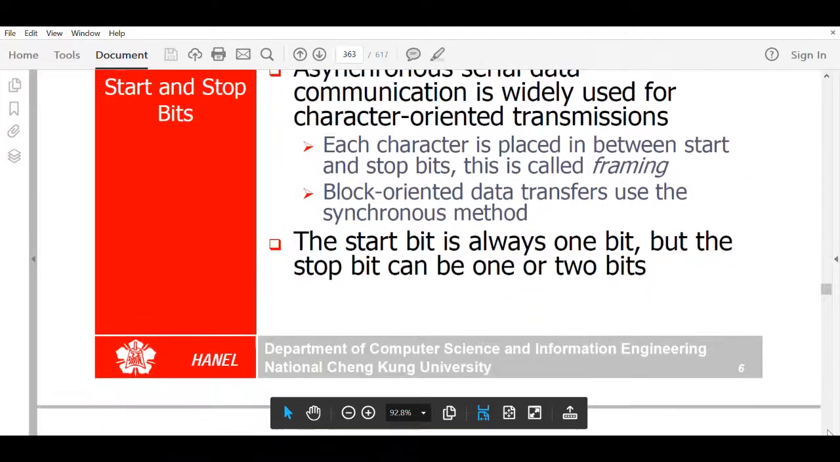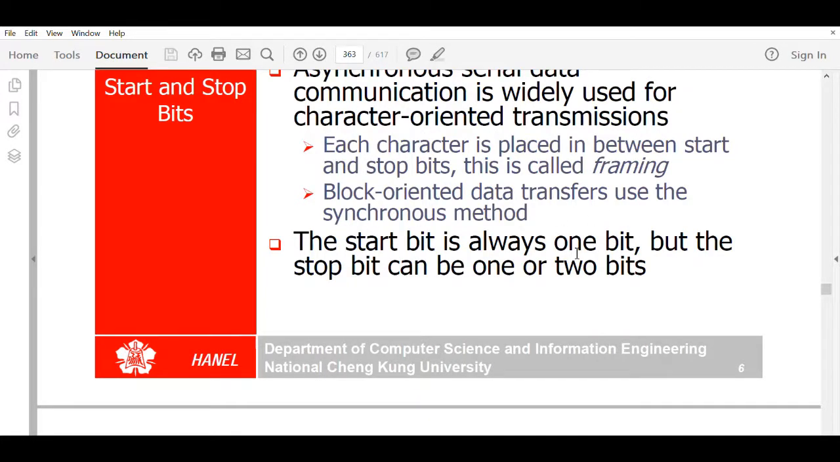So what is a start bit and what is a stop bit? The start bit is always one bit. There are communications where there is not just a start bit but start bits, more than one bit indicating the start, and more than one bit for the stop bits. In this particular case, we are dealing with only one single start bit and one single stop bit.